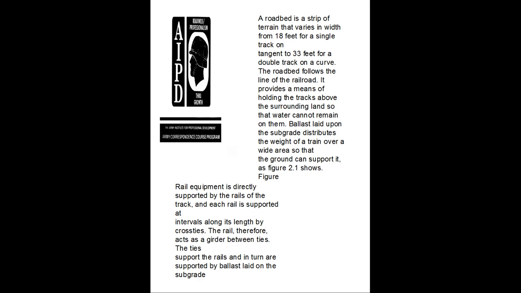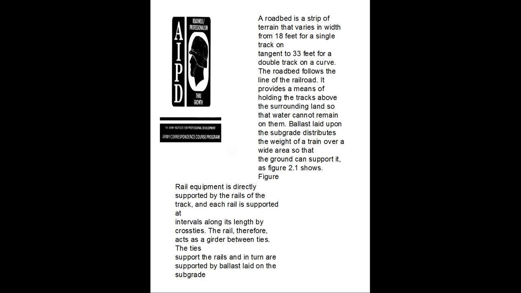A road bed is a strip of terrain that varies from 18 feet for the single track tangent to 33 feet for the double track curve. The road bed follows the line of the railroad, providing the means of holding the track above the surrounding land so that water cannot remain on them. Ballast laid upon the subgrade distributes the weight of the train over a wide area so that the ground can support it, as figure 2.1 shows.